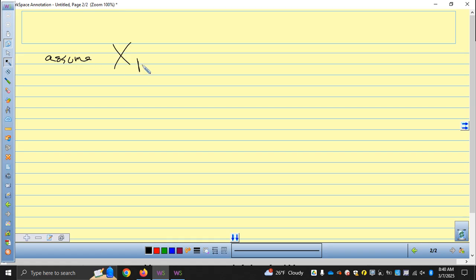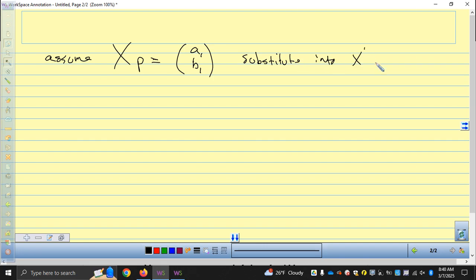I should say x sub p is just a constant vector a1, b1. And we're going to substitute this into the original differential equation, so we're going to substitute that into x prime equals Ax. And when we do that, this is nice because the derivative of a constant is 0.